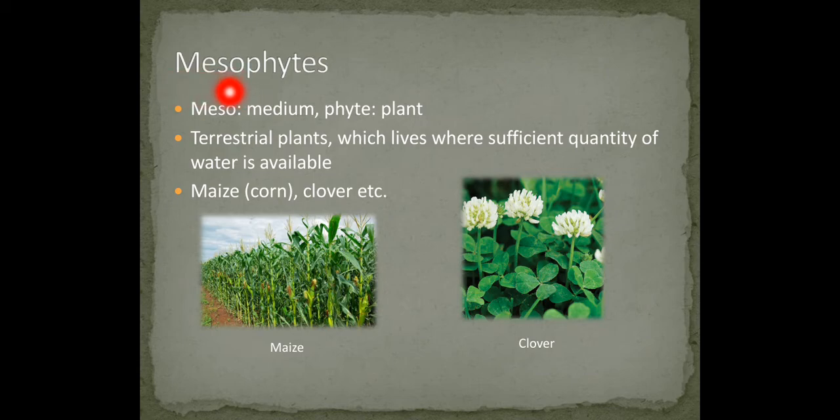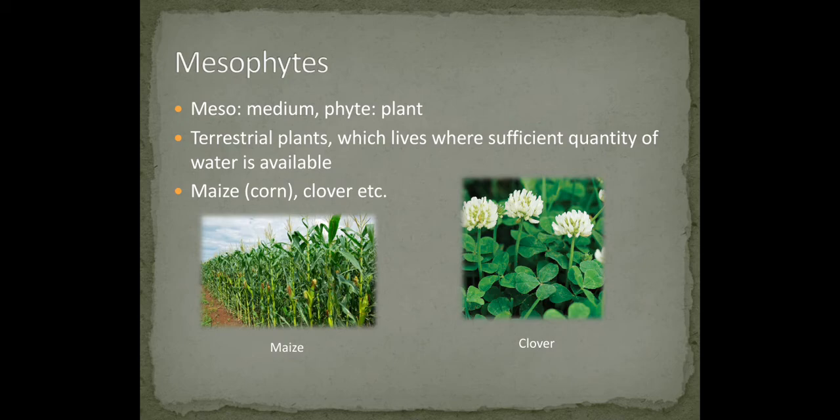Meso is actually for moderate. Meso means mid, middle or moderate. Phyte again means plant, right? So these are medium plants, or you can say moderate plants. Again, moderate means moderate water availability, right? Because these groups are based on water availability in their environment, the first half of these words always indicates the water availability in their environment.